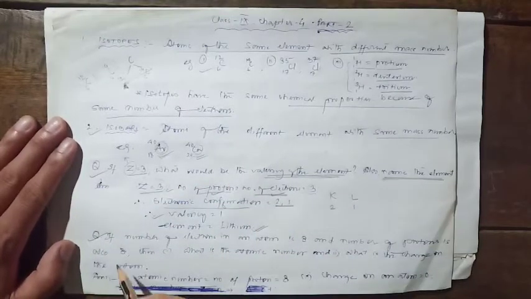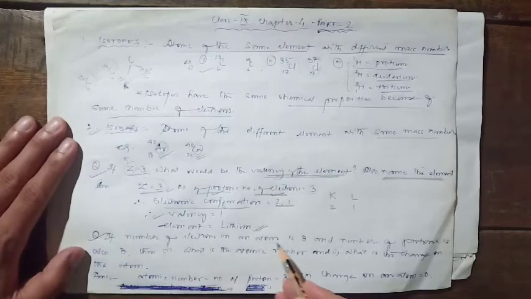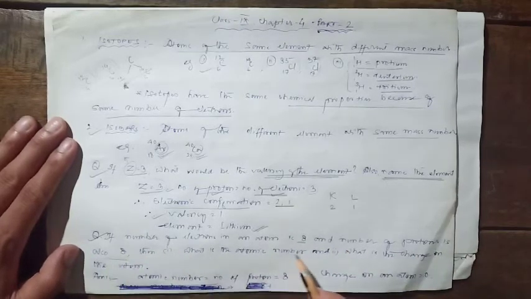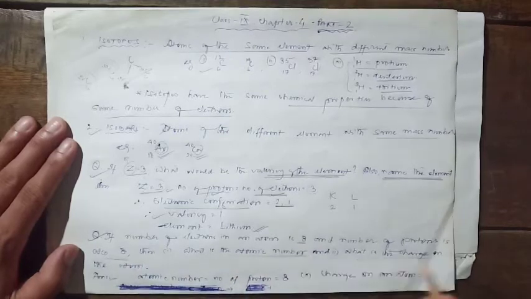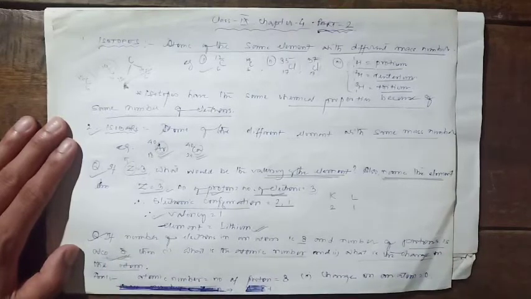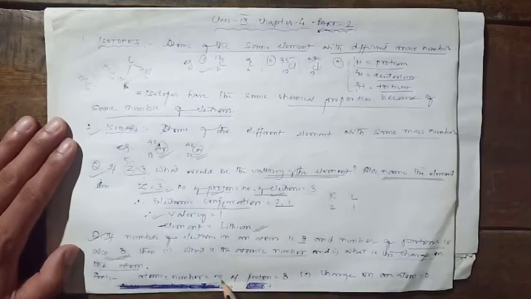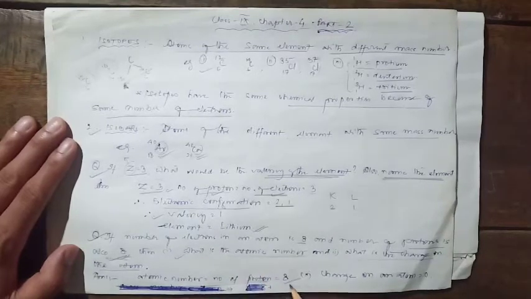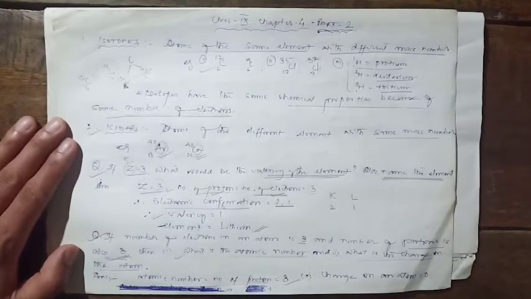Let's understand one more problem. If the number of electrons in an atom is 8 and number of protons is also 8, then what is the atomic number and what is the charge on the atom? Now student, number of protons is given to us as 8, and as I mentioned, number of protons is also equal to the atomic number. That means our first answer is atomic number equals number of protons, that's 8. So the first question is answered. What is the atomic number? Atomic number is the number of protons, that's 8.